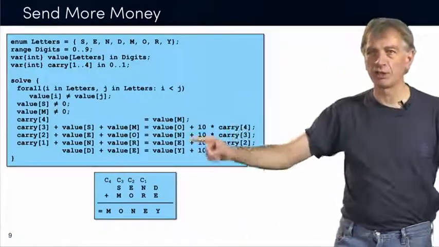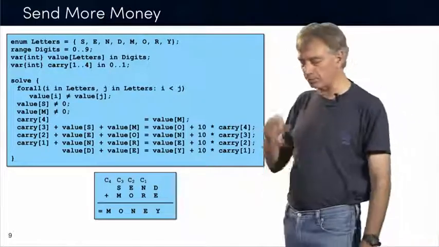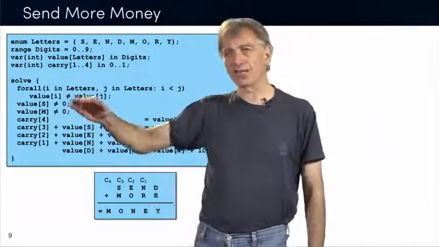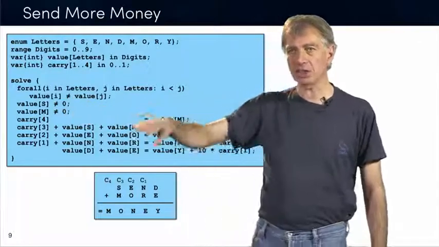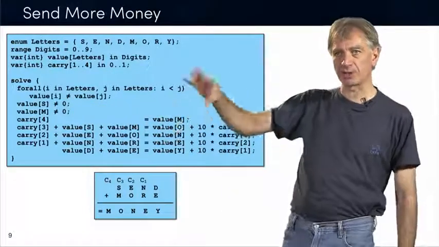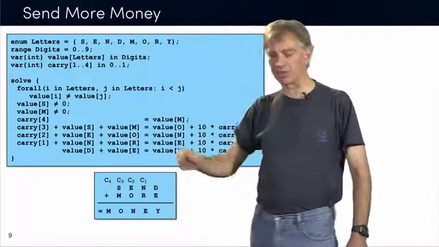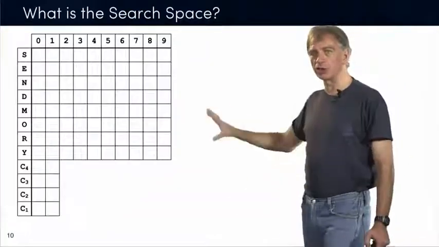So you always see the 10 times the carry at the end of the equation. Okay, so that's essentially the model here. It's a set of not equal constraints, an equation, and then a set of other equations carrying basically every one of the additions for every one of these columns. Okay. So this is the search space.